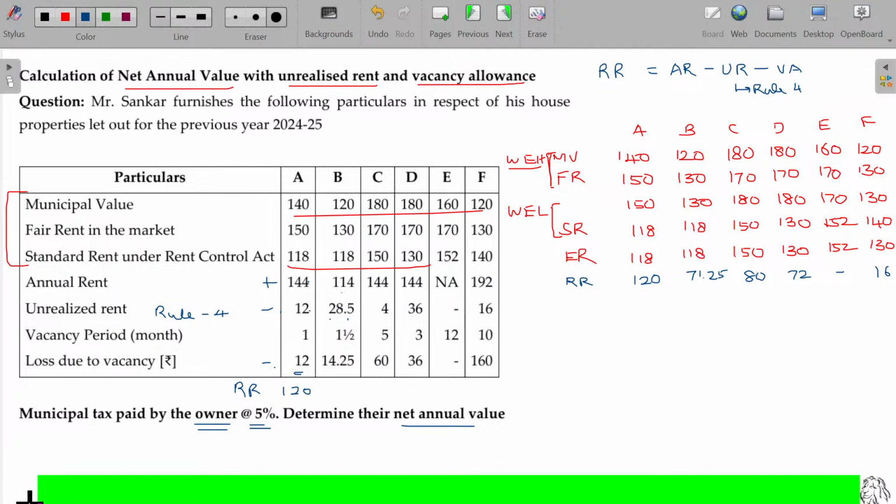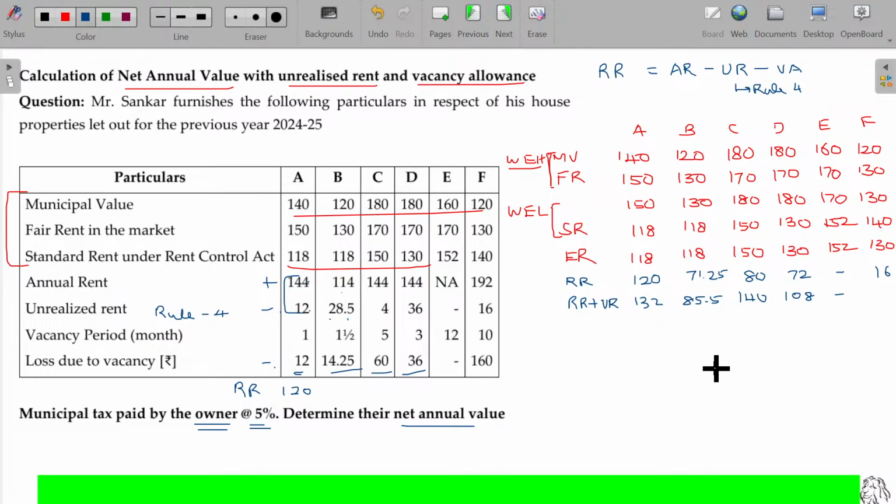Is that okay? Next step is to find out the value for rent received as well as vacancy allowance. These two put together, vacancy rent. With that 120, you add this one. It means you have to subtract this one only. Unrealized rent only will be subtracted. 114 minus 12, 132. 71.25 with that 14.25 added, 85.5. 80 with 60, 140, and 72 plus 36, 108.